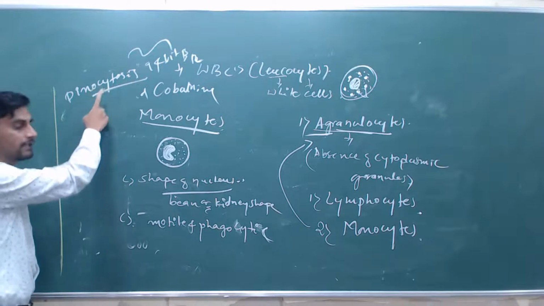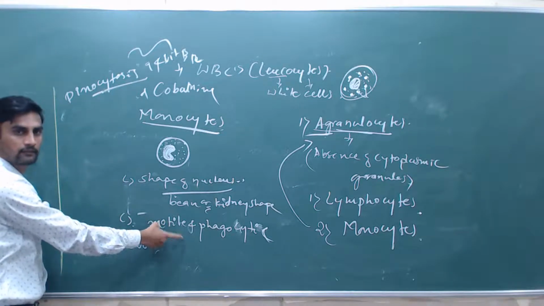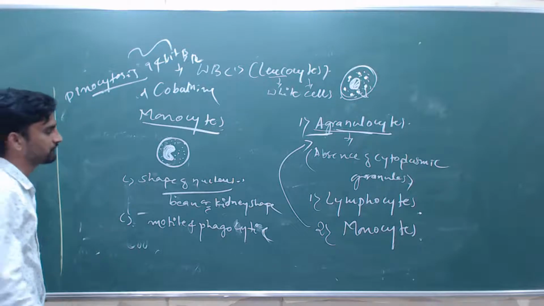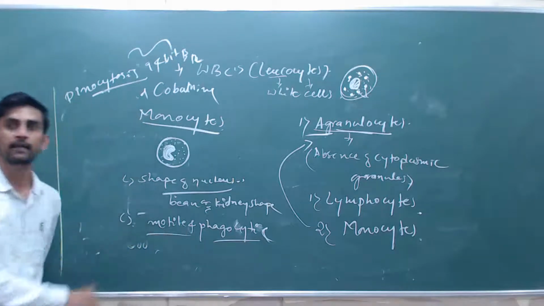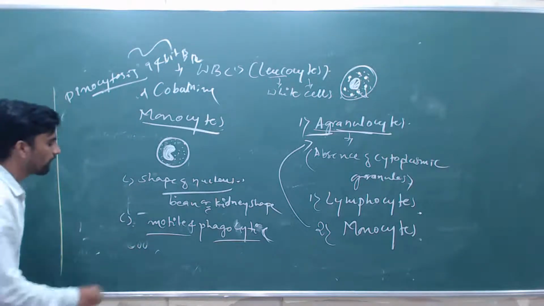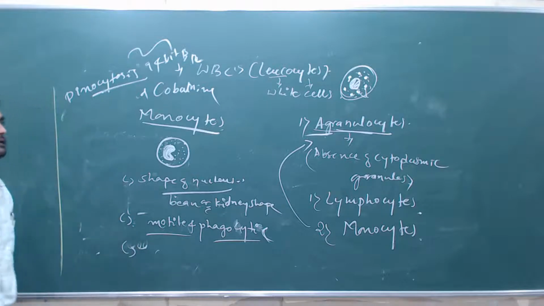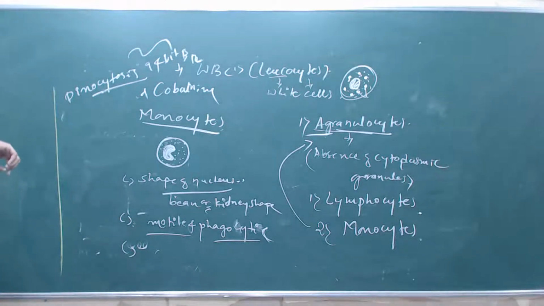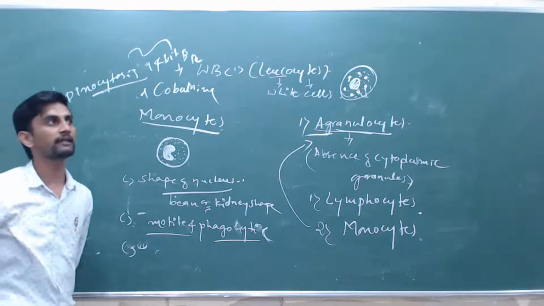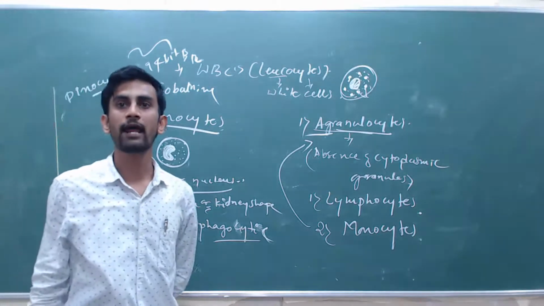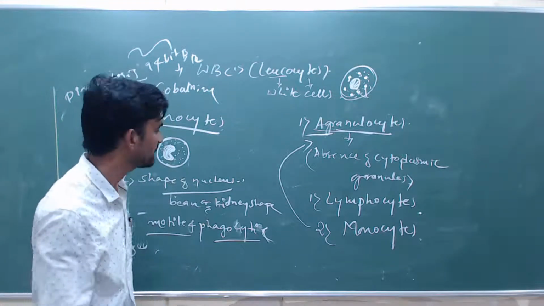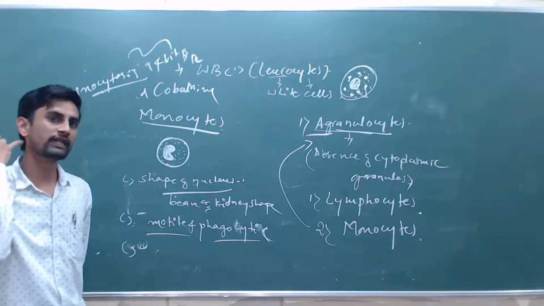This is cell drinking, this is cell eating. Cytosis, an engulfing process. So monocytes are phagocytic and highly motile in nature. Then one more very important thing about this monocyte: I have already told you that these monocytes may undergo diapedesis. Are you getting my point? So these are highly phagocytic in nature.